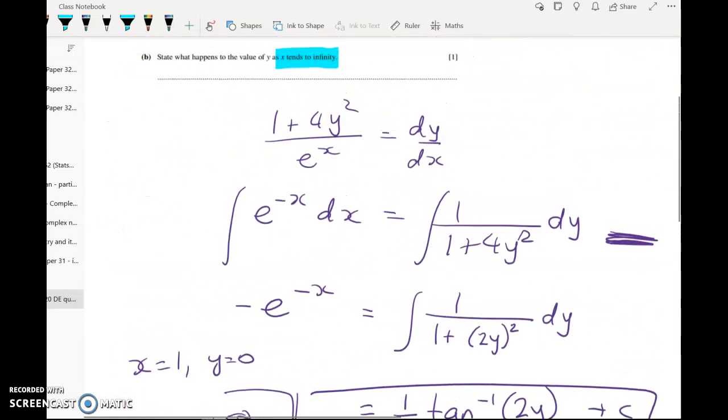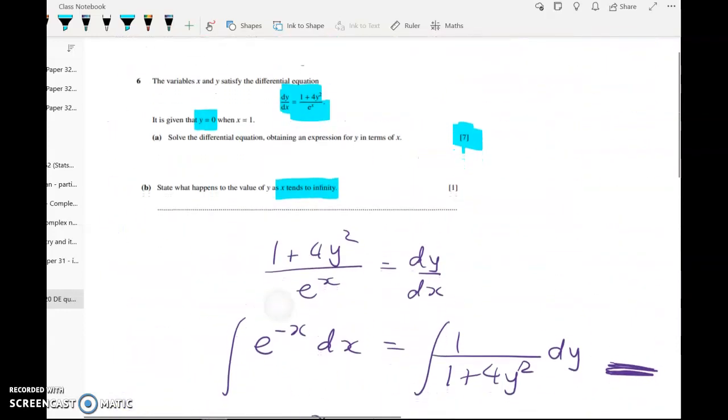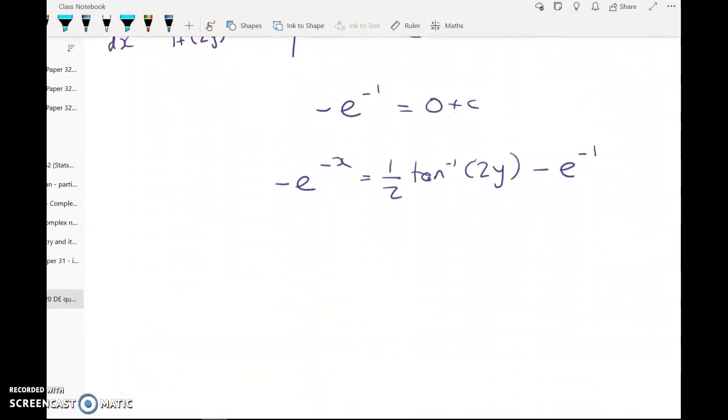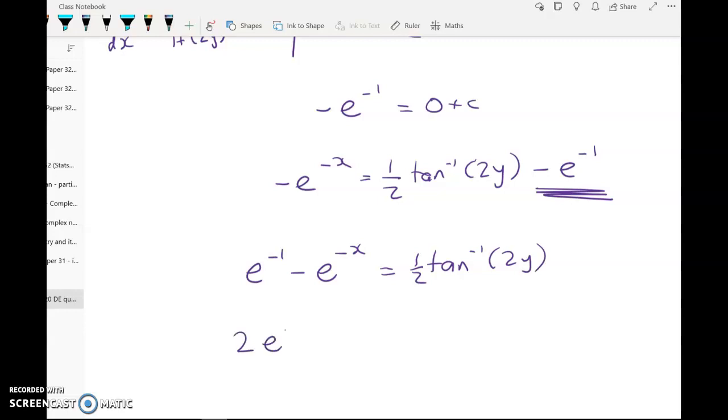What was I asked to do? Let's see. We have to solve the differential equation, obtaining an expression for y in terms of x. So we've got a wee way to go yet. I'm going to add this onto both sides. That will give me e to the negative 1 minus e to the negative x is equal to 1/2 tan inverse of 2y. 2e to the negative 1 minus 2e to the negative x is equal to tan inverse of 2y.